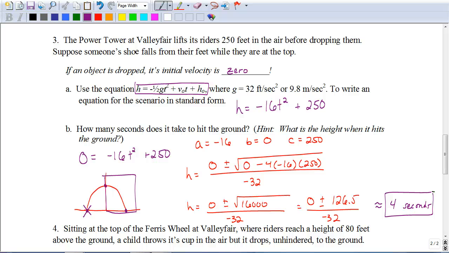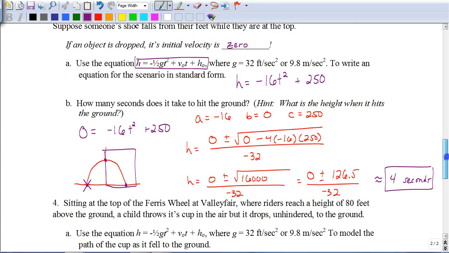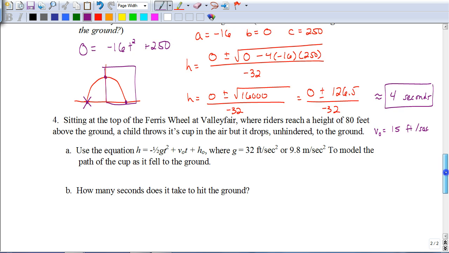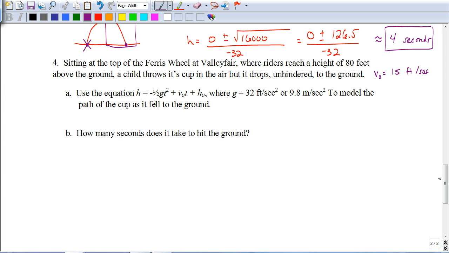Now, if you want to try the next one, you can, but when I created the story problem, I forgot to give you an initial velocity. So if you do this one, use an initial velocity for, let's say, sitting at the top of the Ferris wheel at Valley Fair, where riders reach a height of 80 feet above the ground. A child throws its cup in the air, but it drops unhindered to the ground. So let's say that when the child throws his cup in the air, it's traveling at a rate of, that's a child, so we'll say 15 feet per second. Okay, so if you want to try this one, pause the video and give it a shot, and then hit play when you're ready to check your answer.